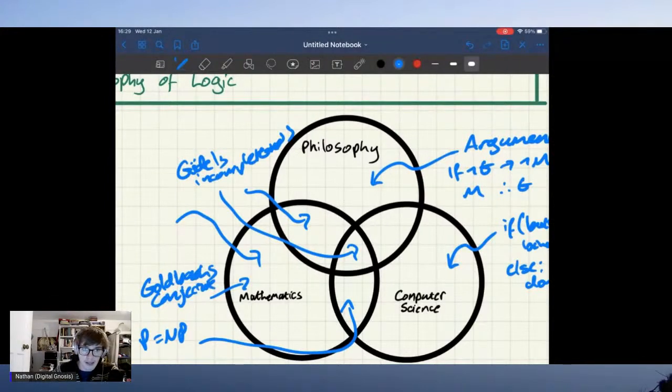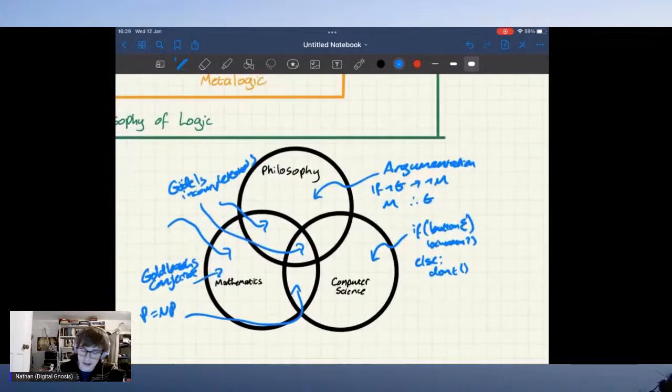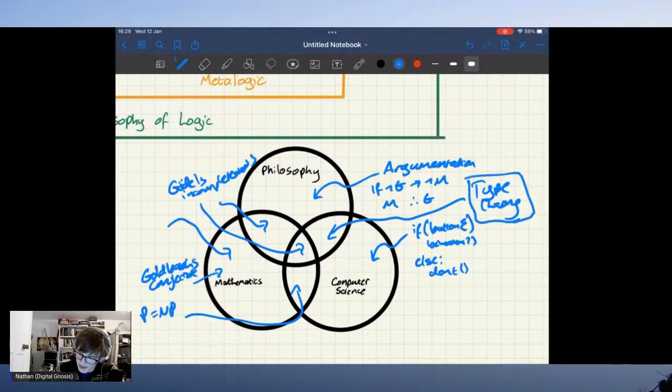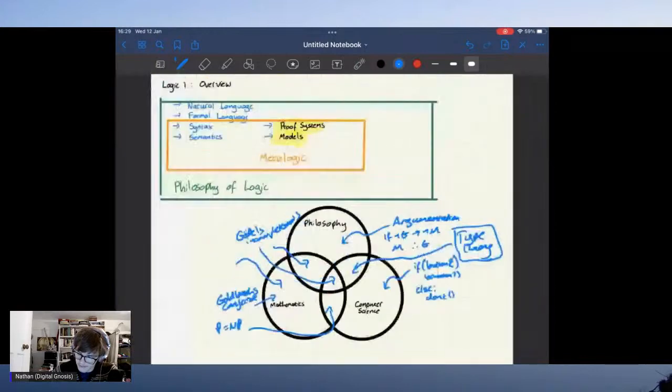But that might be one of the things that Gödel's incompleteness theorem tells us just can't be proved, or something like that. So there's intersections between all of these. For example, I might put here type theory. If you're a programmer and you know about strongly typed, weakly typed languages and things like that, type theory also lies at the intersection between philosophy and computer science.